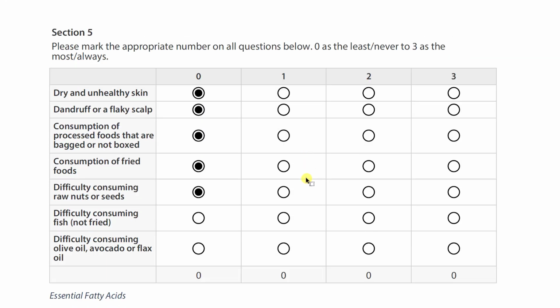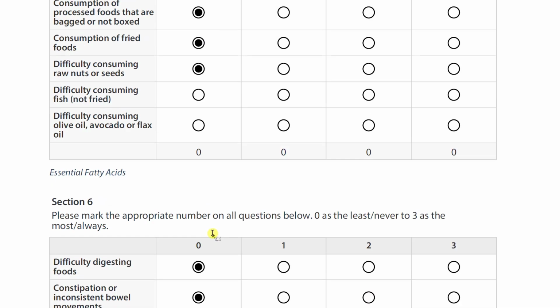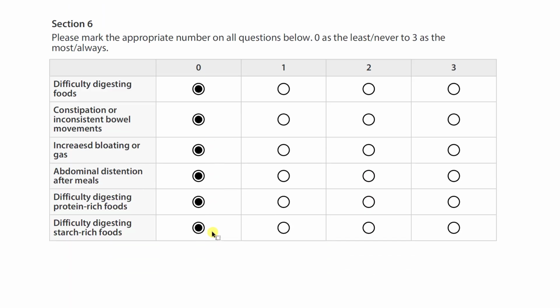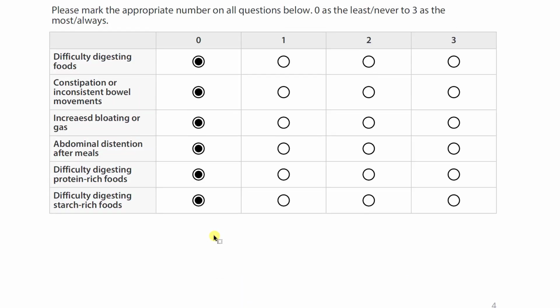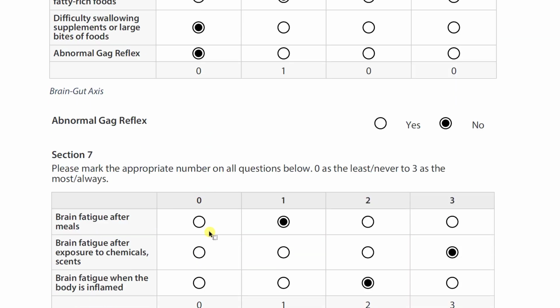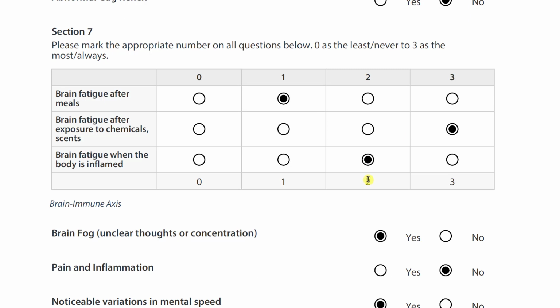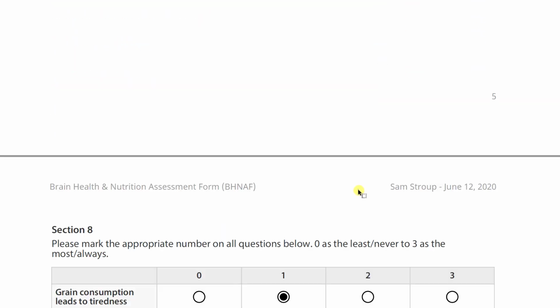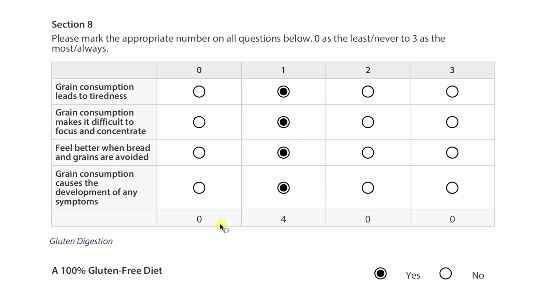Moving on, section 5 has to do with essential fatty acid absorption and malabsorption, and it looks like you're doing just fine there. Section 6 here has to do with the brain-gut axis. So is there any dysfunction between the gut and the brain? It doesn't appear to be occurring. This right here has to do with the brain immune axis, so definitely immune stuff that's showing up. And like I said, that's where I'm at right now, that's the next stage, is to begin digging deeper into your immune system.